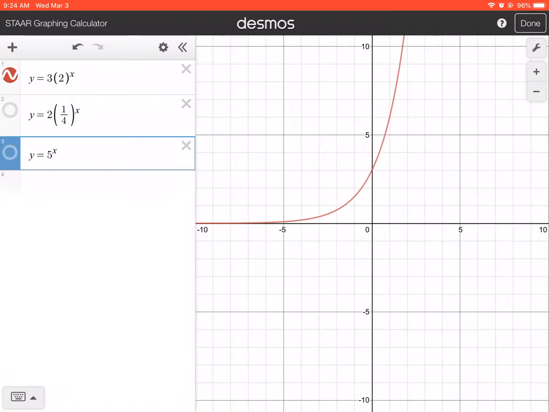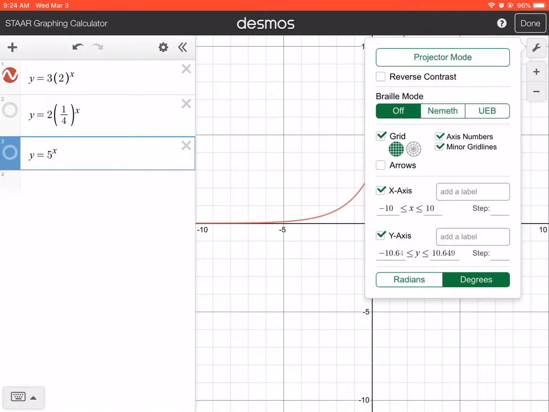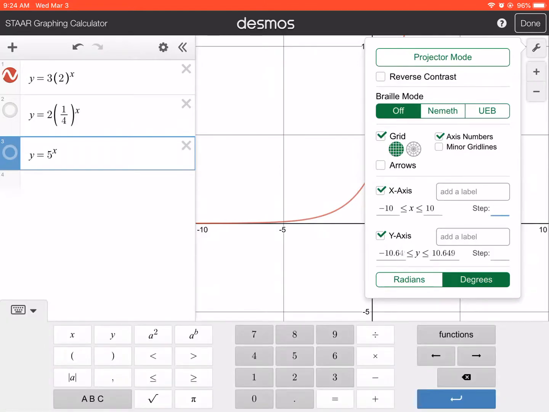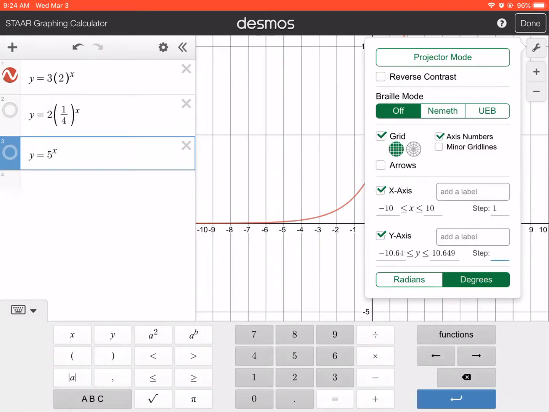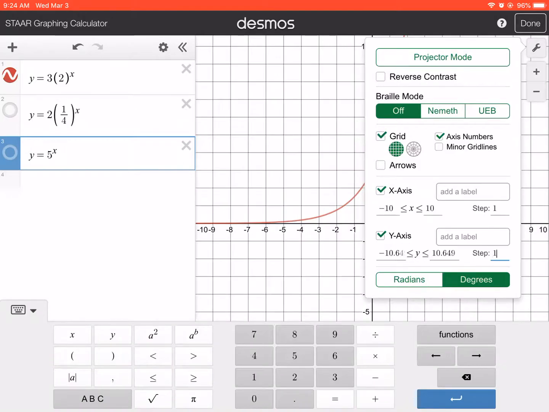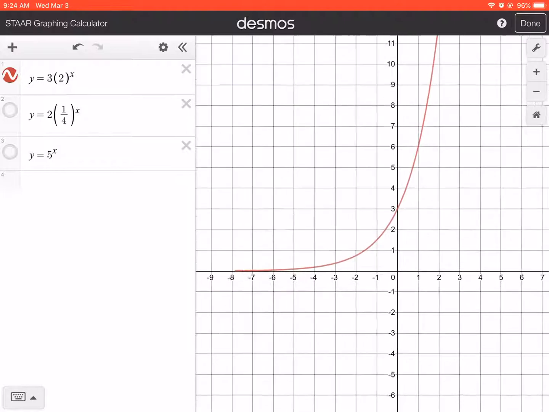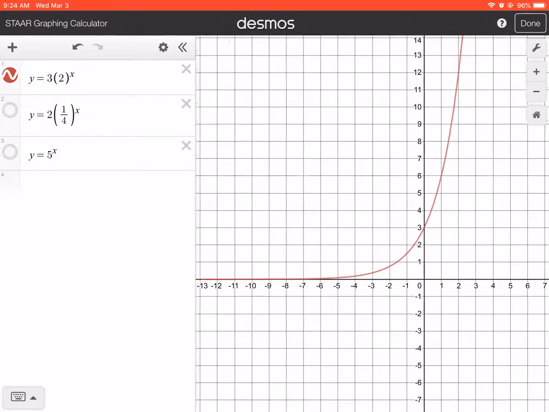If you would like to change it so you can see more of the numbers, remember you can hit your wrench. I like to take off the minor grid lines and change your x-axis step, that means count by ones, and your y-axis step, count by ones. And that way we can see all of our numbers and we can see exactly where it crosses.